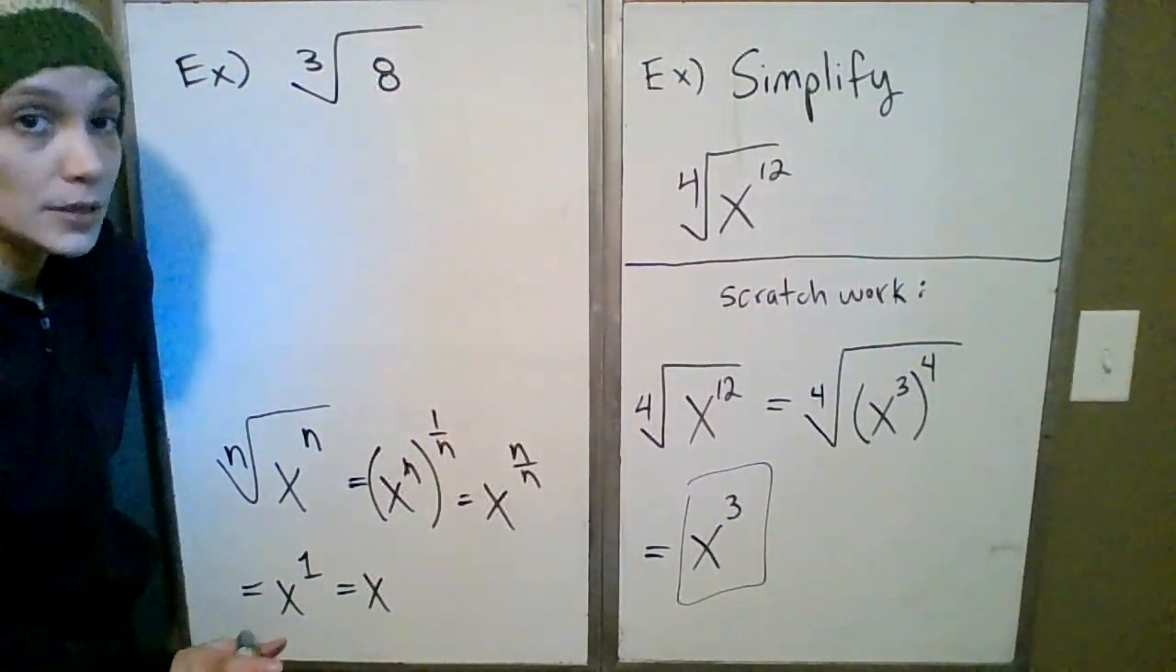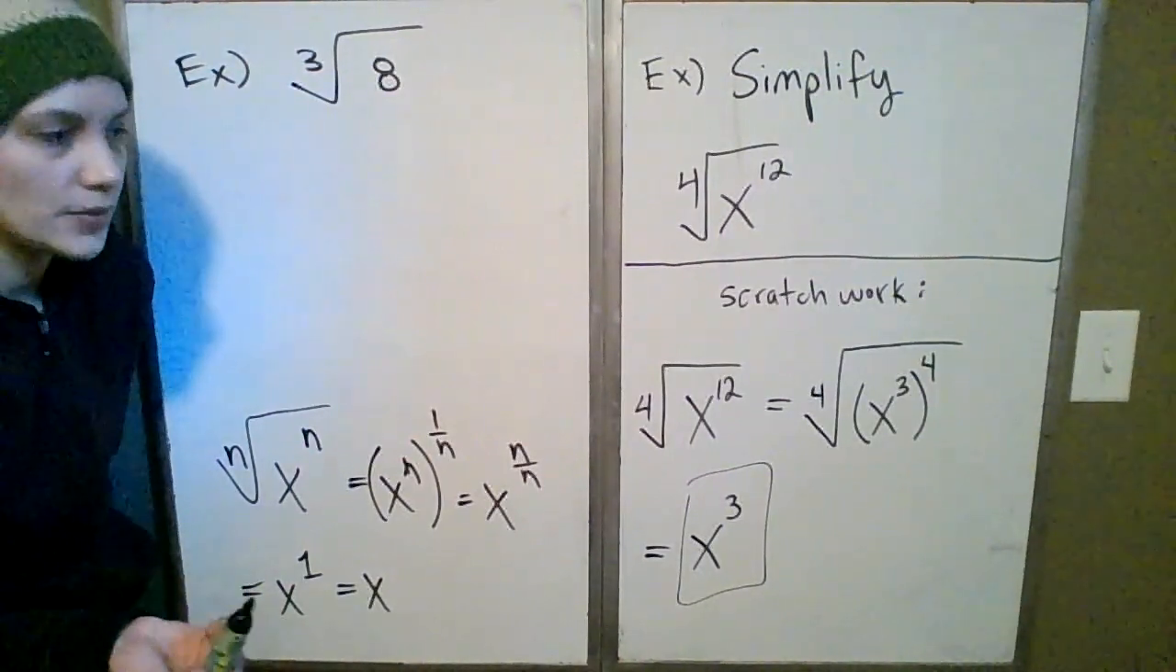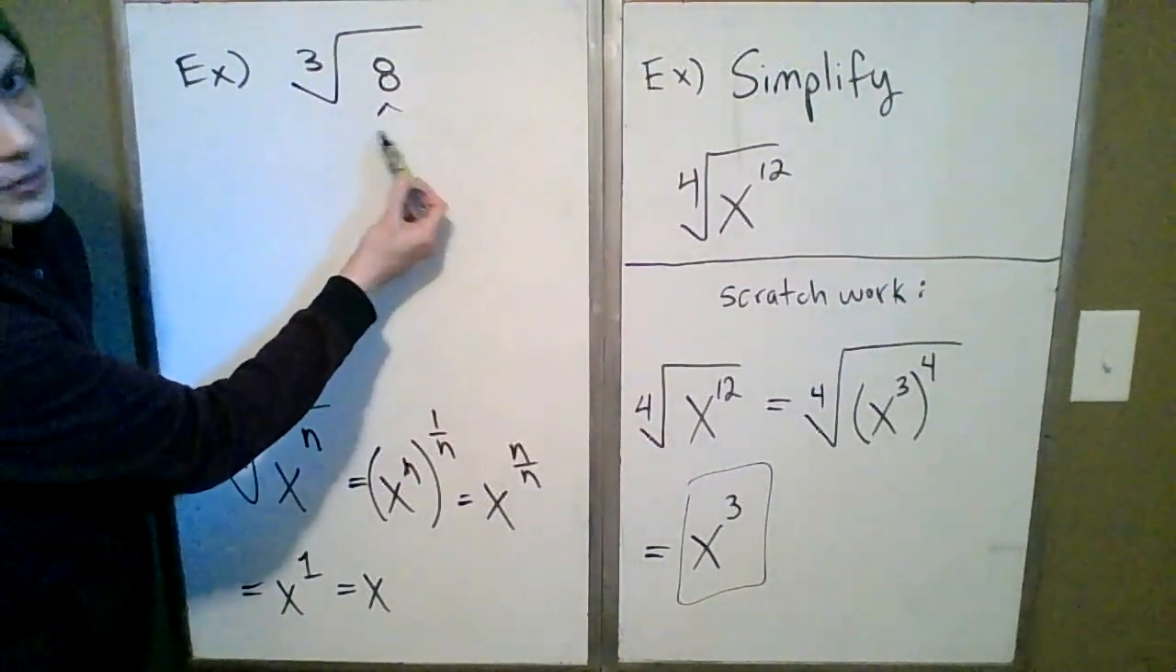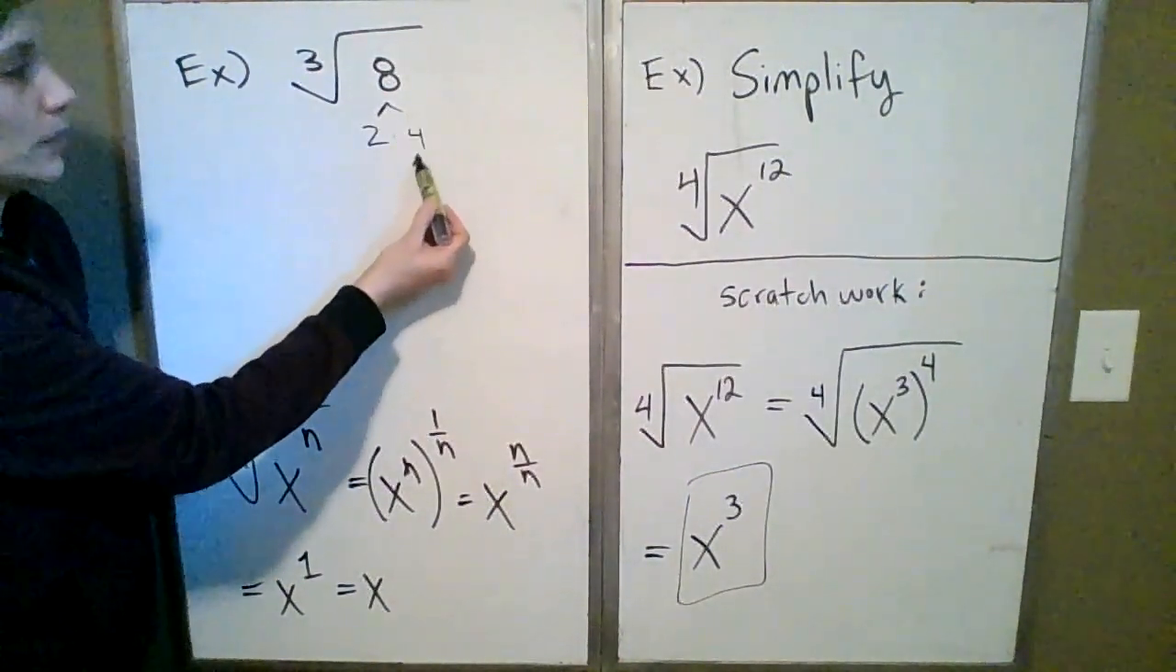Okay, for numbers, I would do a factor tree, but basically you want to factor. So 8 is 2 times 4. 4 is 2 times 2.